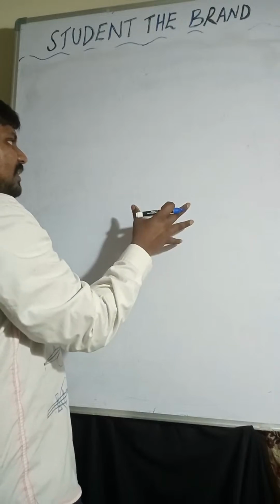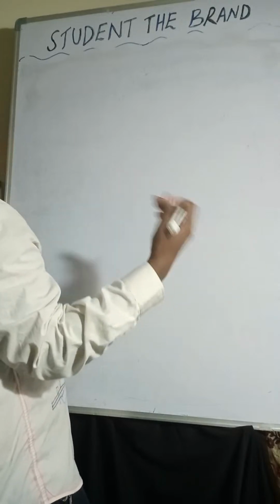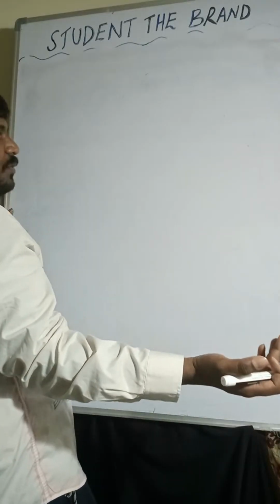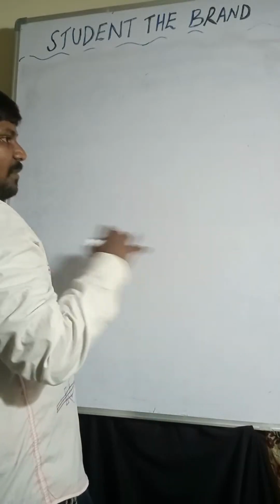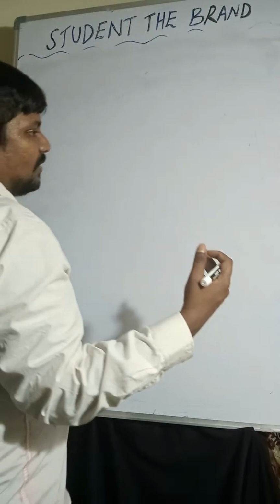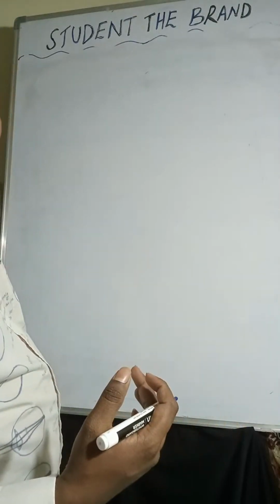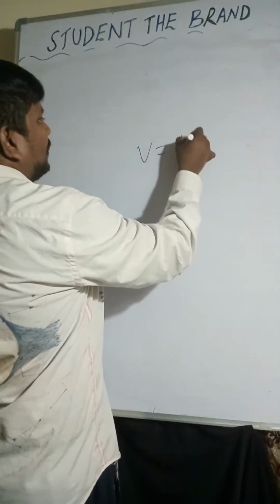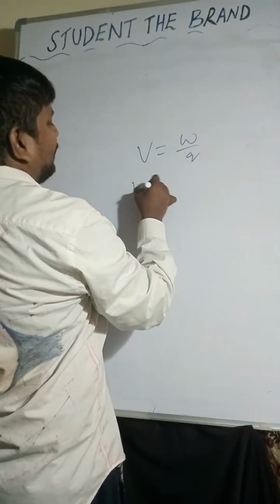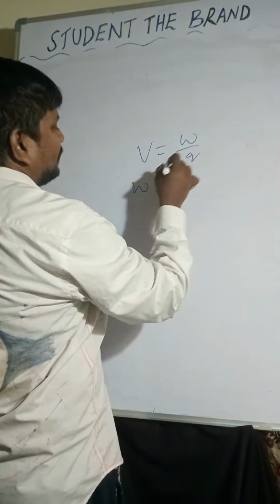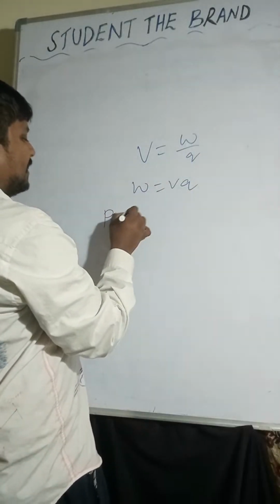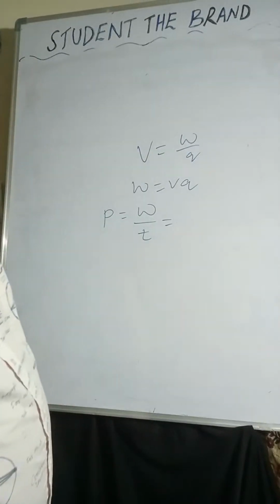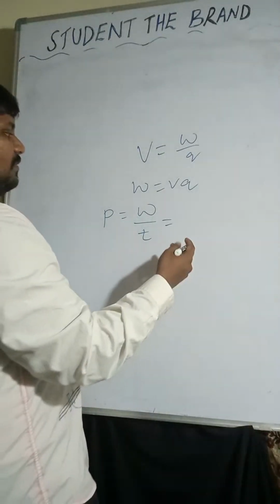Yes, now we are discussing resistors connected in series and resistors connected in parallel. I hope it is completed. Next, we'll discuss the heating effect of electric current. Heating effect of electric current. So V equal to W by Q, W equal to V into Q. So rate of doing work is called power, so we can say electrical power.